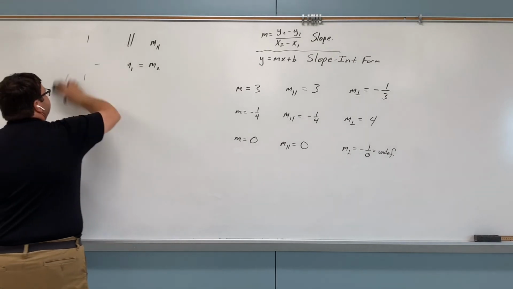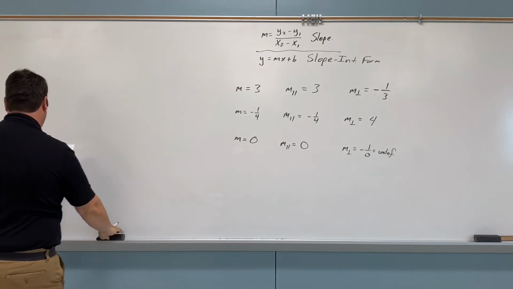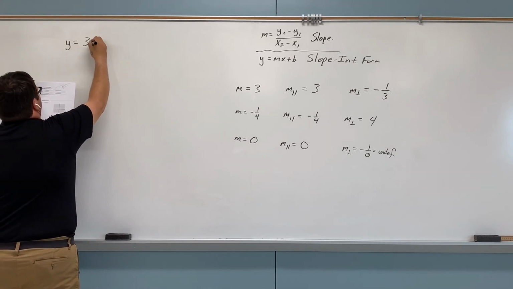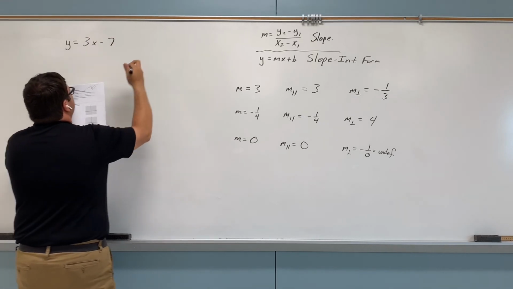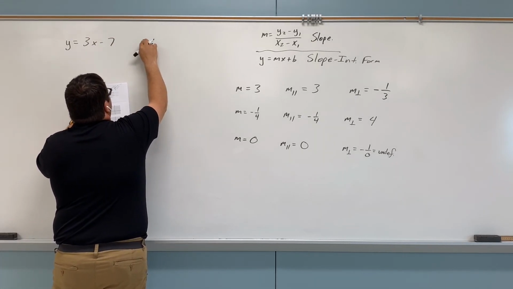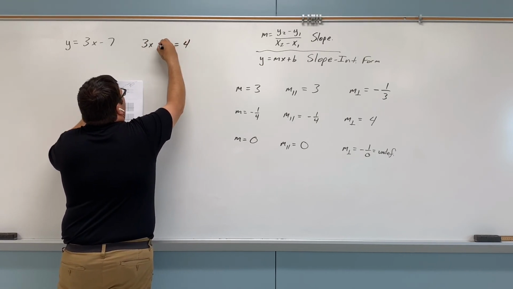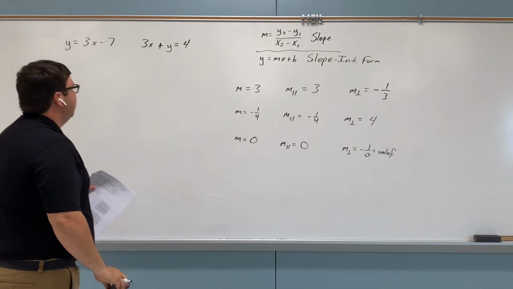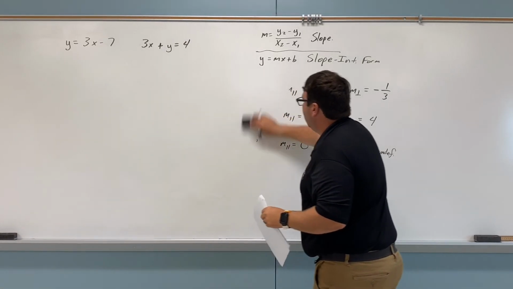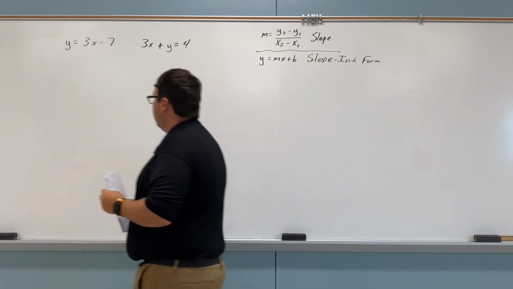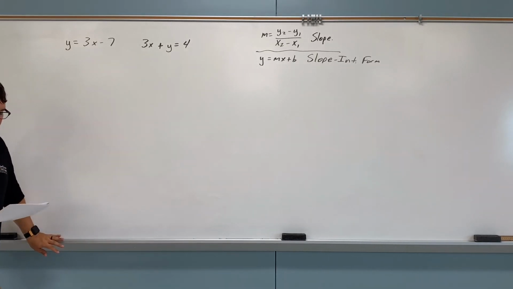Okay, so let's move on a little bit. Let's put this into practice. If I have 2 equations, such as the 2 that are listed on your notes, so I have y equals 3x minus 7, and then I have 3x plus y is equal to 4. If I have these 2 sets of equations, the question is, determine if the following are parallel, perpendicular, or neither.